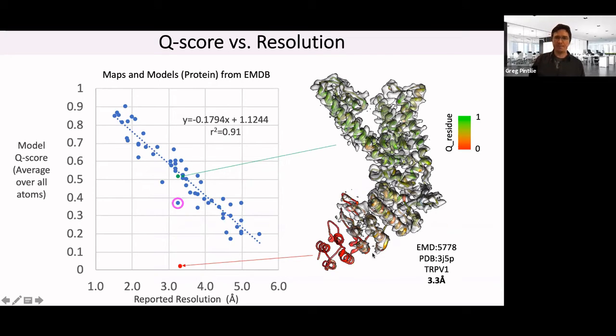So this can be a useful way to visualize what the Q-scores are throughout the models, what the different resolvabilities are, and it can sort of flag some of these maps and models which maybe are resolved better in some parts and not so well in others.